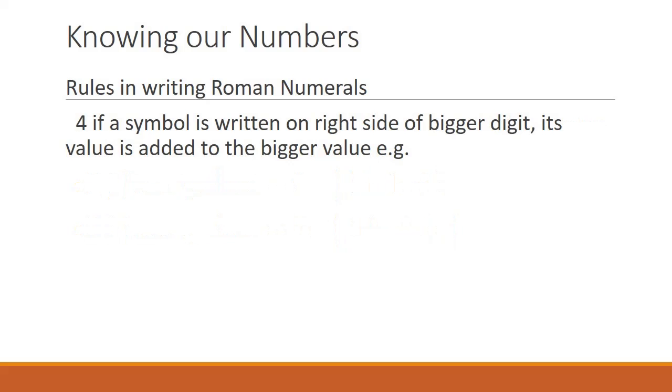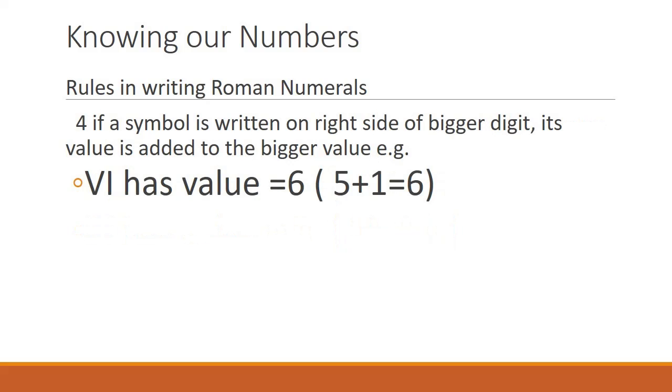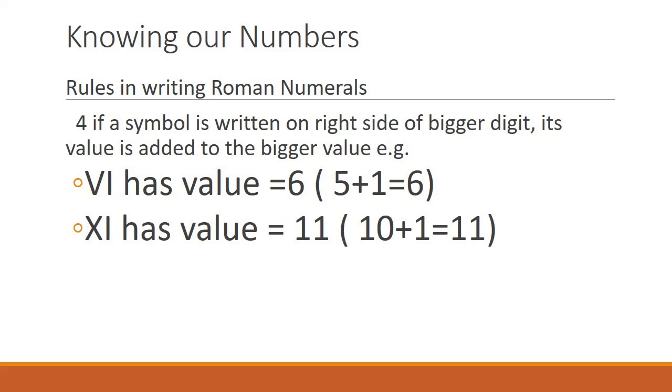The fourth rule is, if a symbol is written on right side of the bigger digit, its value is added to the bigger value. For example, VI has a value equal to 6. We can see V's value is 5 and I is on the right side of the V, or the bigger value. So we will add 5 plus 1 equal to 6. And second, you will see XI has a value equal to 11. Here X has a bigger value and I has a smaller value. So we will add the smaller value to the bigger value. So the digit will become 10 plus 1 equal to 11.